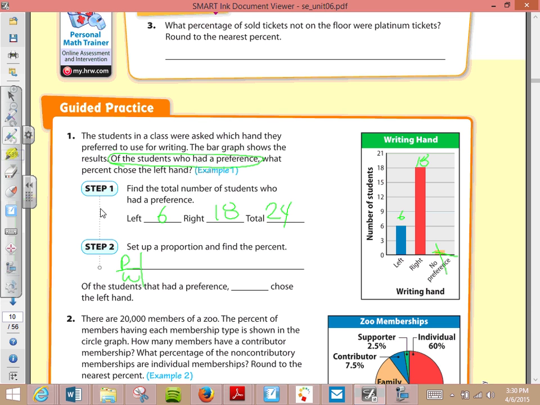P over W percent. And then you have right hand, right? How many out of the total? 6 out of 24, right? If you do the proportion, then it'll give you the value. Go ahead and do that one.